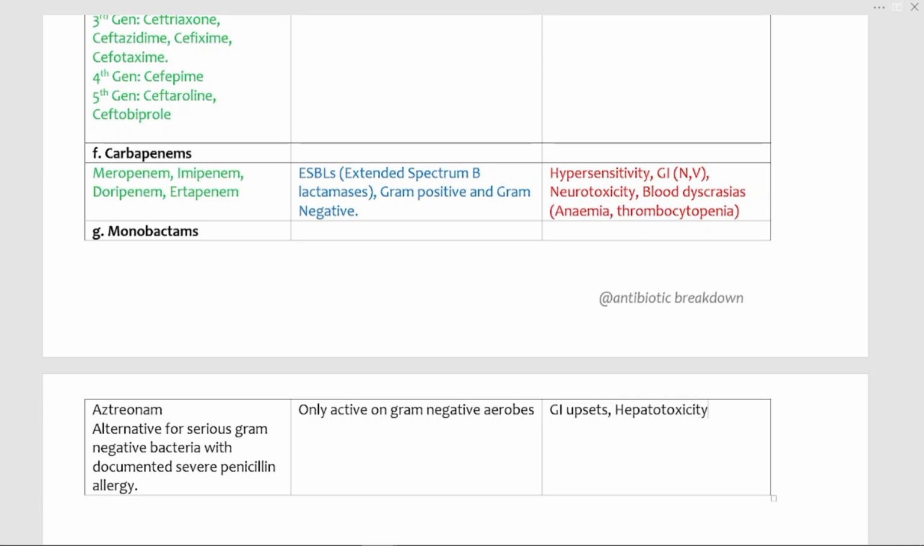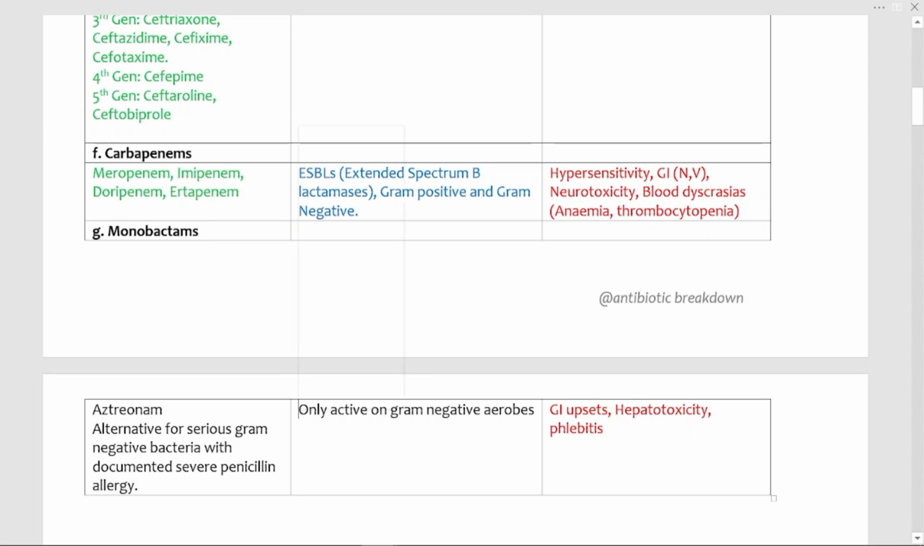Hepatotoxicity. So when you're giving this drug, you have to look at the LFTs. Then also it may cause phlebitis when administered intravenously. So those are some of the common side effects when it comes to using aztreonam.